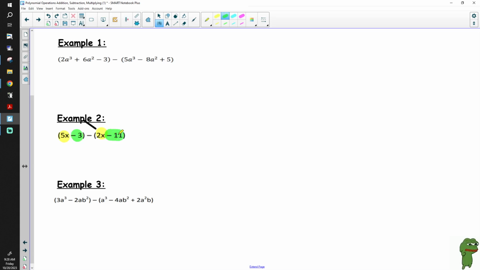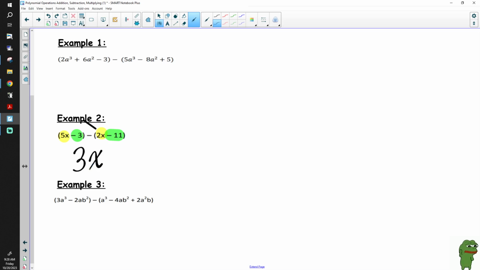Negative 3, negative 11. Okay? So now, instead of adding, we are going to subtract. So be careful when you type it in your calculator. Here we have 5x minus 2x giving us 3x. Now this is a really tricky one.